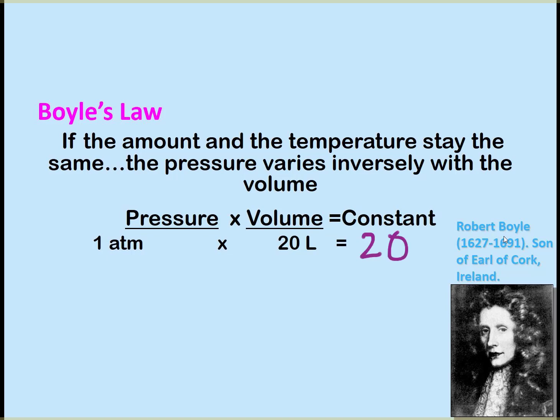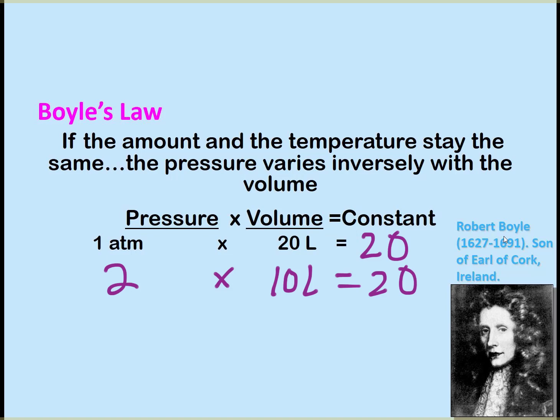Let's cut the volume in half. Boyle said that that should equal 20 still. And so what does the pressure have to be so that I get that 20? And the answer is 2. So we see that if we halve the volume, we double the pressure.